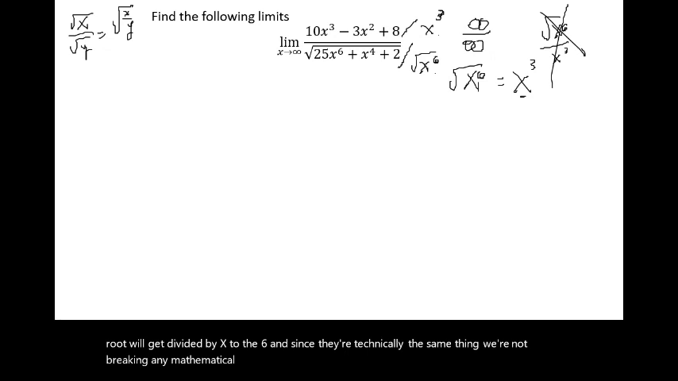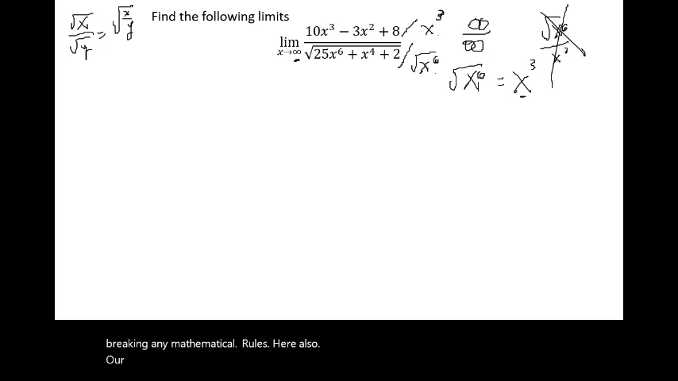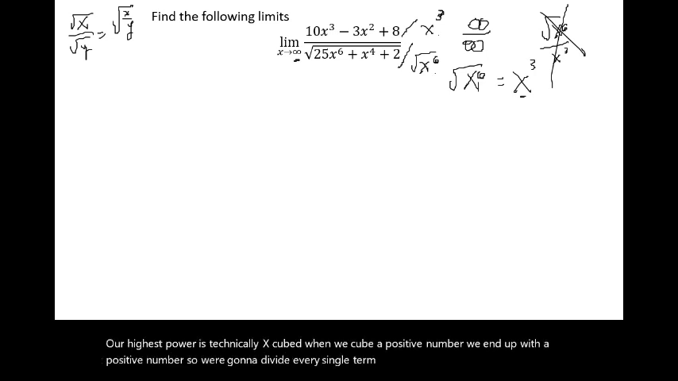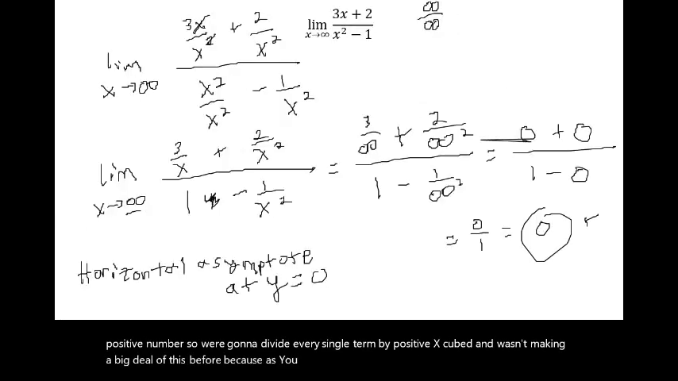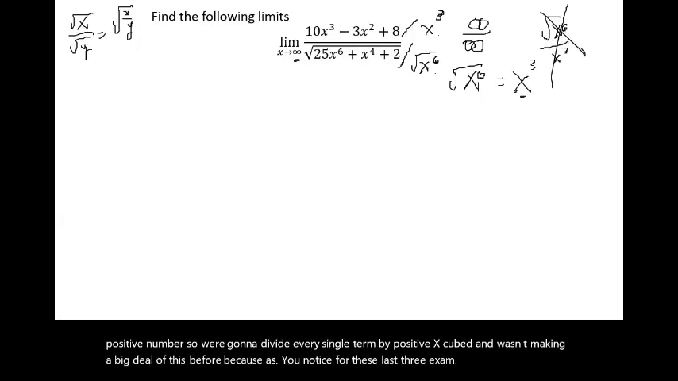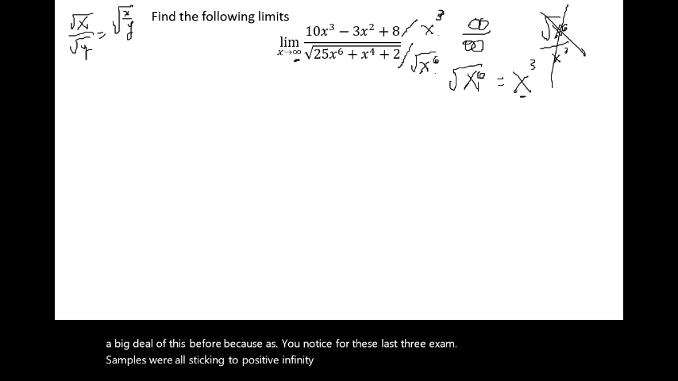Also, our highest power is technically x cubed. When we cube a positive number, we end up with a positive number. So we're going to divide every single term by positive x cubed. I wasn't making a big deal of this before because, as you notice for these last three examples, we were all sticking to positive infinities. We're going to start getting into negative infinities next, and we'll need to start talking about negatives. But for now, we're going to divide everything by positive x cubed.